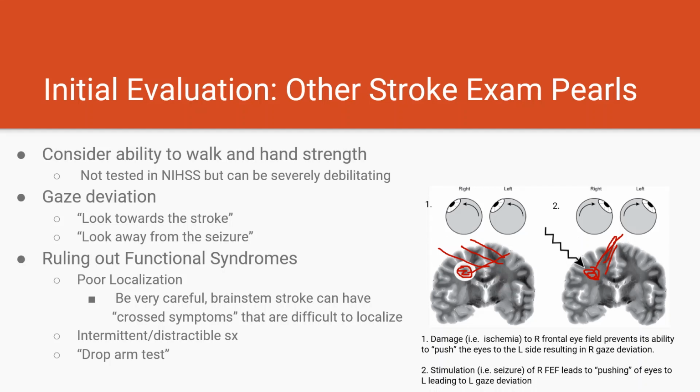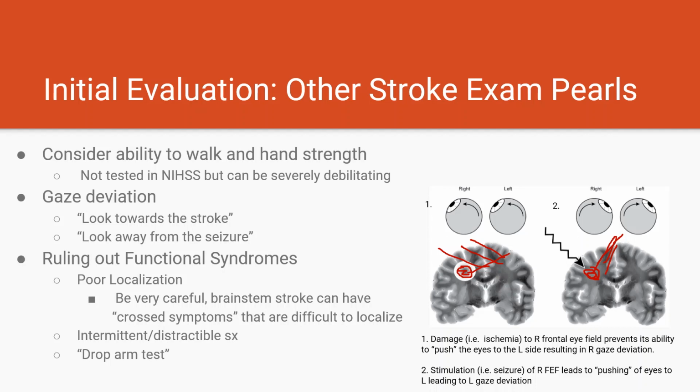That said, be very, very careful with this, as brainstem strokes have what we call crossed syndromes or crossed symptoms, say symptoms on the right and left, and they can be really difficult to localize. But writing off a brainstem stroke as functional can be a fatal mistake, so just be really attentive with your exam.